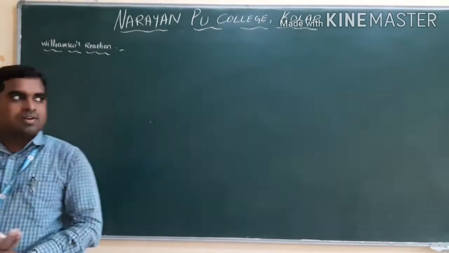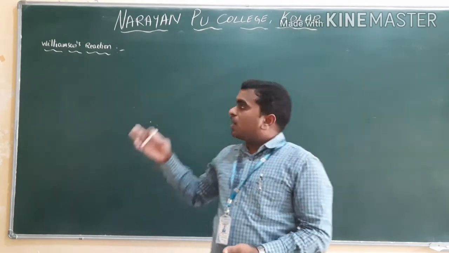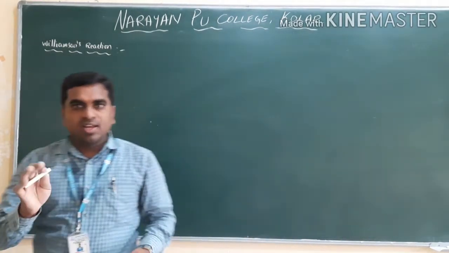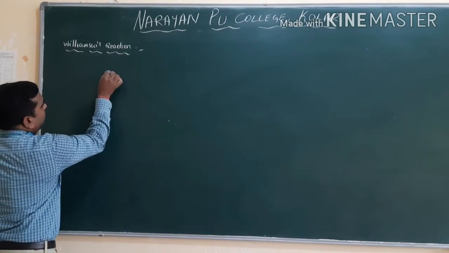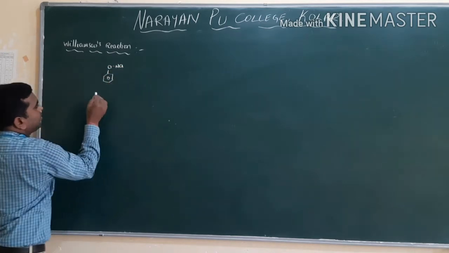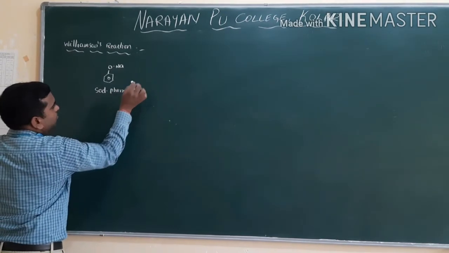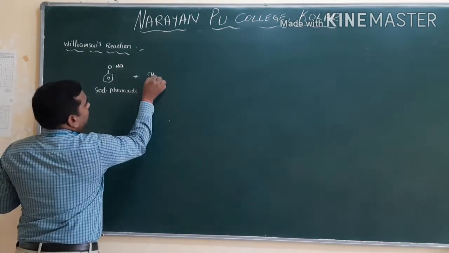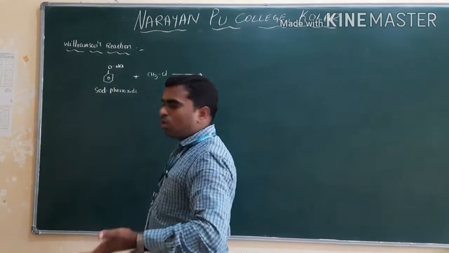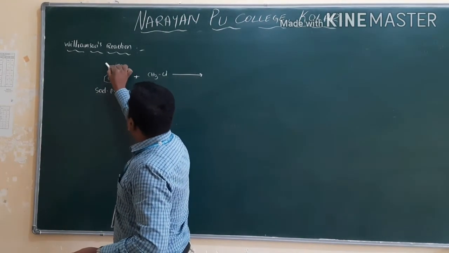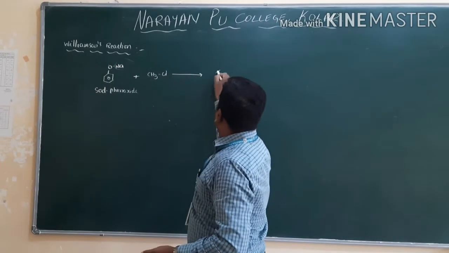Now we have discussed Williamson's reaction. Phenols can also be converted into ethers by using Williamson's reaction. First, I will take phenoxide ion, sodium phenoxide, plus methyl chloride. Then what happens here? The SN2 reaction takes place: O minus attacks, and chlorine will be removed. NaCl will be removed. Then what compound will you get?